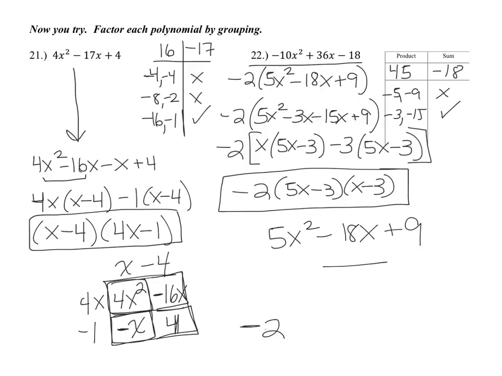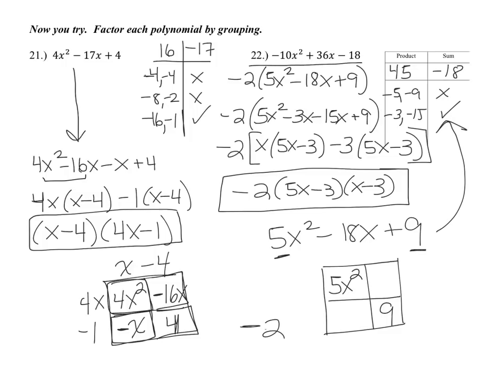So what I would do is I would draw a box, right? And I would be like, okay, whatever goes in this first corner, it has to equal 5x squared, right? And then I'm looking for positive 9. And then you follow the same thing we did up here. You're looking for two things that multiply to give you this, but add to give you the middle number, right? And we already found that it was negative 3x and negative 15x. So the two middle terms would go in these other two corners. So it would be negative 3x and negative 15x.